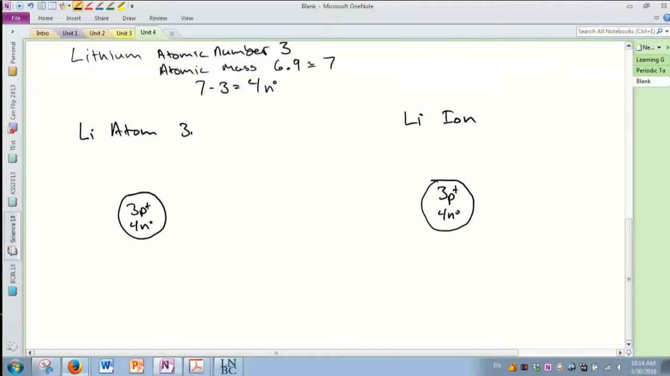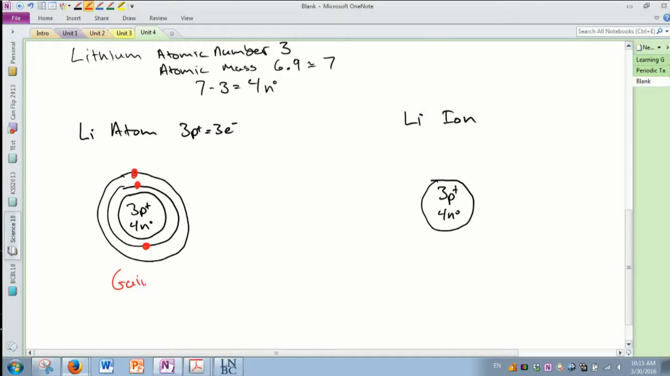So for an atom, I have 3 protons. I'm going to also have 3 electrons. So we know the first shell can hold 2, 1, 2. I need 3, so I'm going to add 1 more. There we go. 3. Now, if I'm lithium, am I going to gain to fill up my outer shell? Remember that outer shell, the valence shell for lithium there, can hold 8. So is it going to gain 7? Or lose 1?